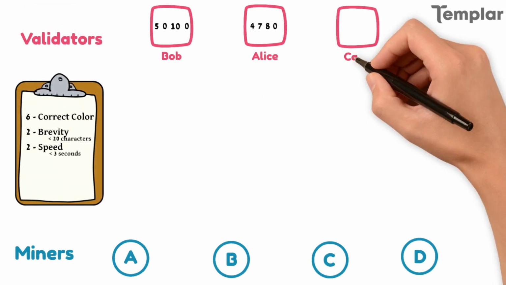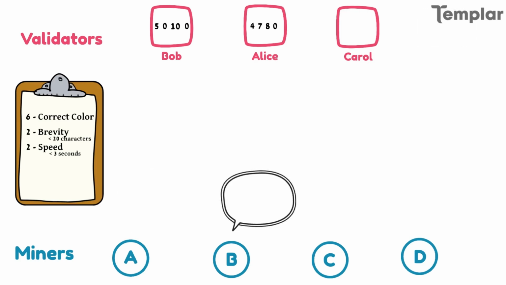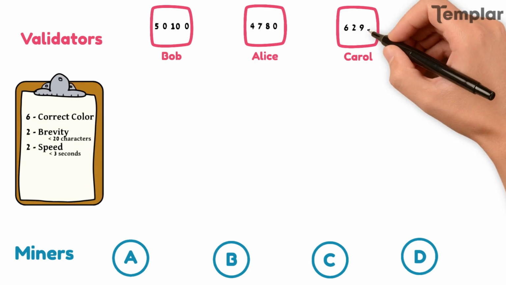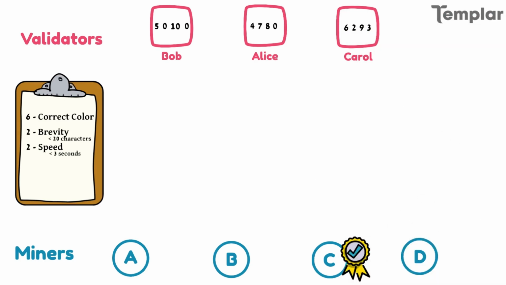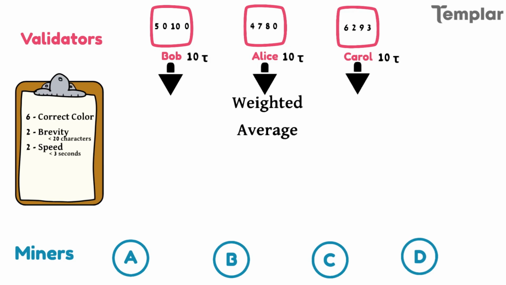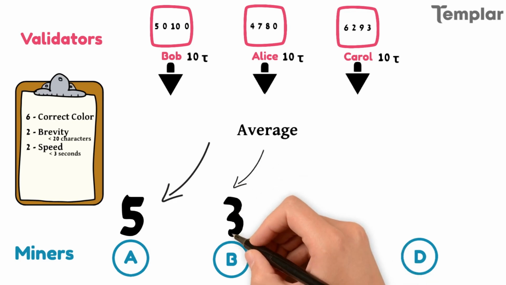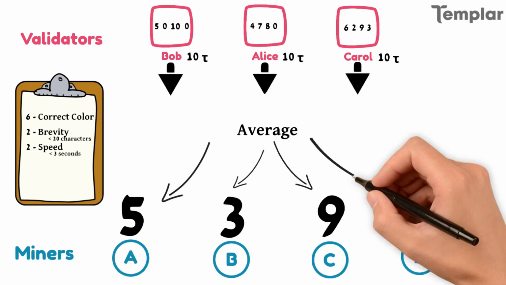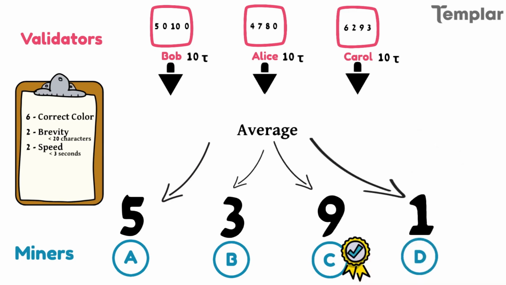Carol, another validator, has gathered her own scores for the miners on this subnet as well. As humans, we can look at this example and see that miner C is likely the best at producing accurate color descriptions. Yuma Consensus takes the scores that all validators gave to miners and finds the weighted average. In this example, let's assume the validators have the same amount of tau. Miner A receives a Yuma Consensus score of 5 out of 10. B receives a 3, C receives a 9, and D receives a 1. So miner C will receive the most tau emissions, followed by A, B, and D.